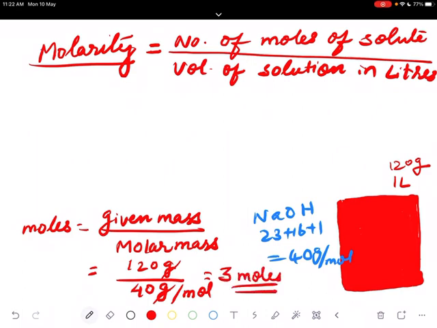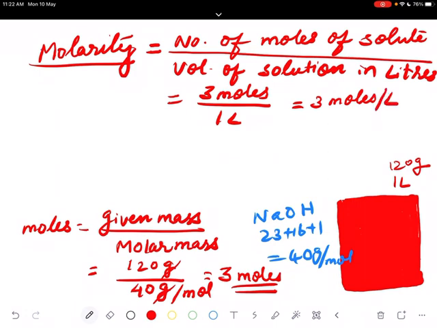What is the molarity? This is a 1 liter solution. Number of moles of solute means 120 grams we dissolved, so 3 moles, upon the volume of solution in liters, that is 1 liter, which is equal to 3 moles per liter. We call it 3 molar, capital M. 3 molar means 3 moles of NaOH dissolved here. Here I have taken a base. You can take an acid also.